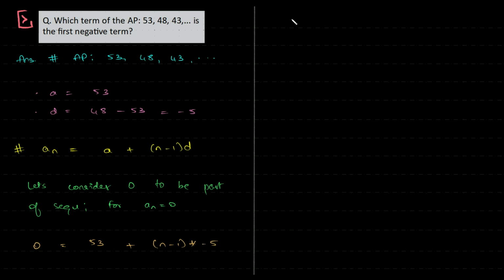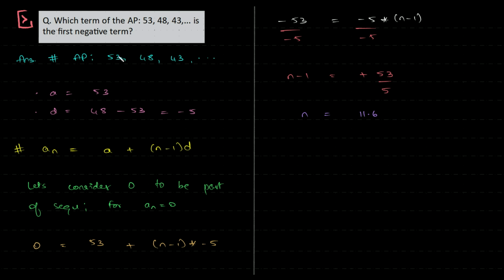So a bit of rearrangement. We have minus 53 is equal to minus 5 into (n minus 1). Then I'll divide both sides by minus 5, and so we have n minus 1 is equal to plus 53 by 5. And therefore n is approximately 11 point something, 11.6. Actually, this is 10.6, obviously. So if I transpose this, it will be 11.6.